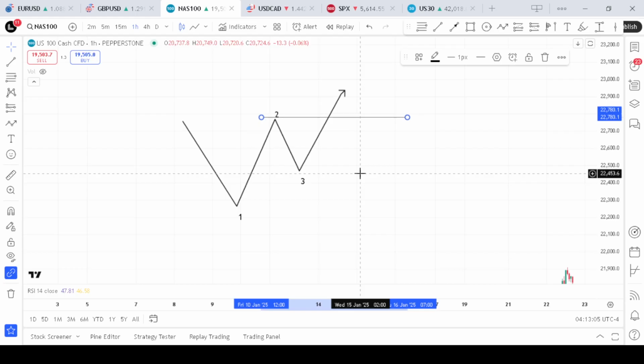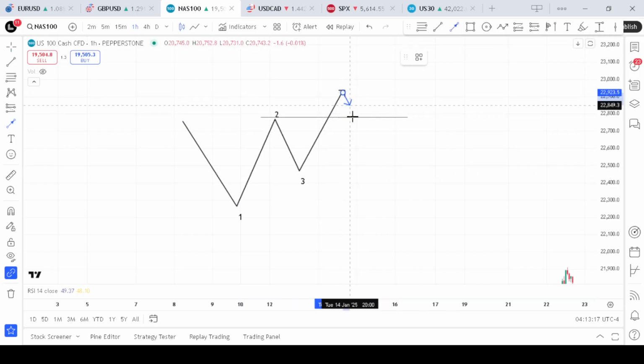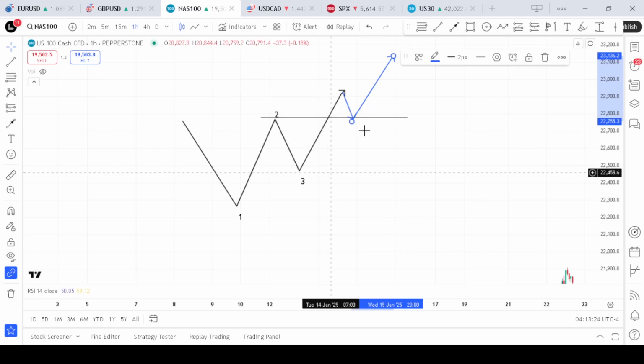However, the magic happens when price pulls back slightly, creating the characteristic hook shape. We expect price to pull back and create the hook shape before going in its intended direction. This is what the pattern is all about.